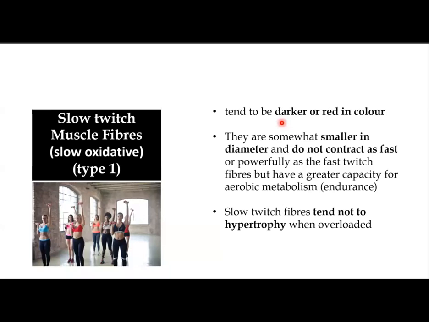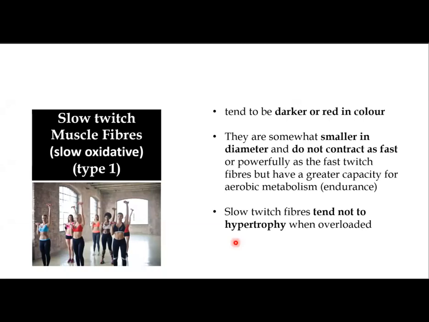And red is darker in color than white, correct? So when you are looking at a slow twitch muscle fiber, it looks darker than a fast twitch muscle fiber. Okay, so these are the characteristics. It's a little bit darker or red in color, because of the myoglobin I just mentioned. They are a little bit smaller and they don't contract fast, so they're more suitable for aerobic exercises. And they usually don't tend to hypertrophy.